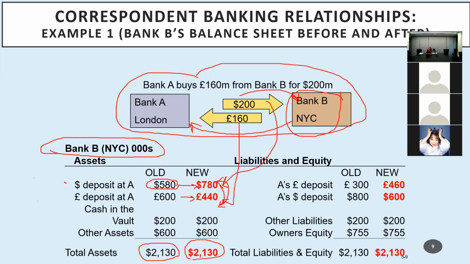On the liability side, so this is Bank B's liabilities. In this transaction, because Bank B agrees to pay Bank A in the pounds, their liability in the pounds should increase. At the same time, because they receive the USD from Bank A, their liability in the dollar should be reduced, right? So once again, we end up with the same liabilities because we only exchange currencies.